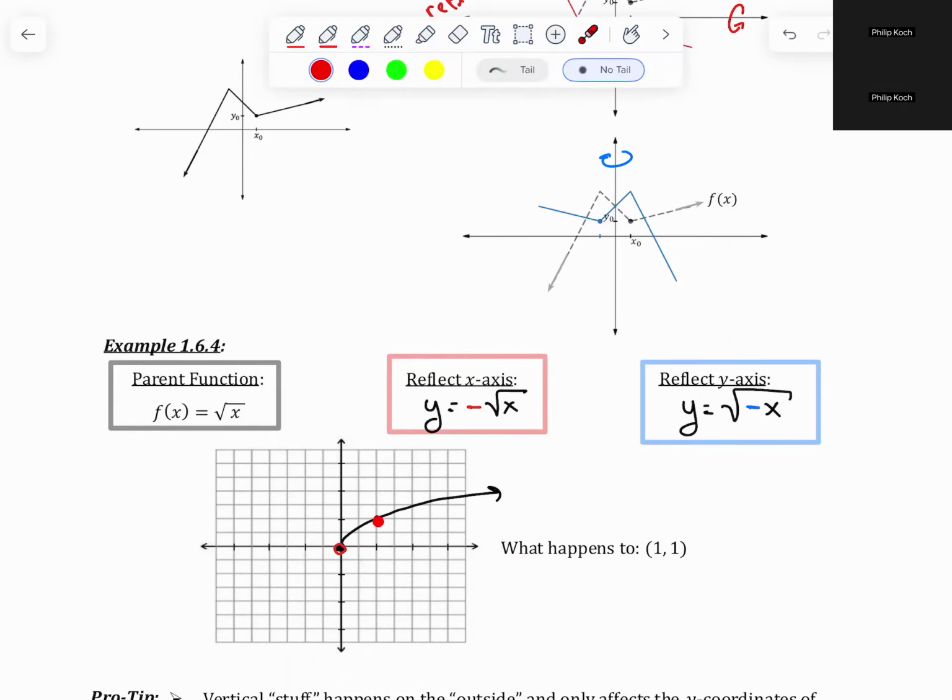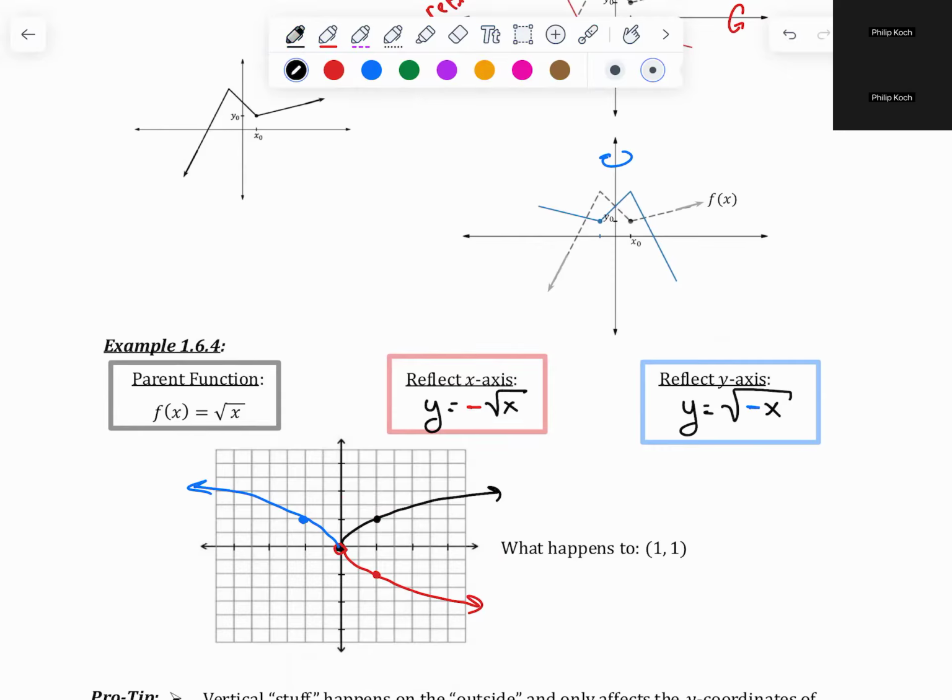This point sticks around. But this point gets reflected down here to 1, -1. And then so on and so forth. It gets a reflected version of itself. And then the same thing is true for the y-axis reflection, but in the opposite perspective. This point gets reflected across the y-axis, but it is already on the y-axis, so it fizzles. It doesn't happen. But this point gets reflected to over here at -1, +1. And then we're all good to kind of model it. It doesn't need to be perfect, but there it is.